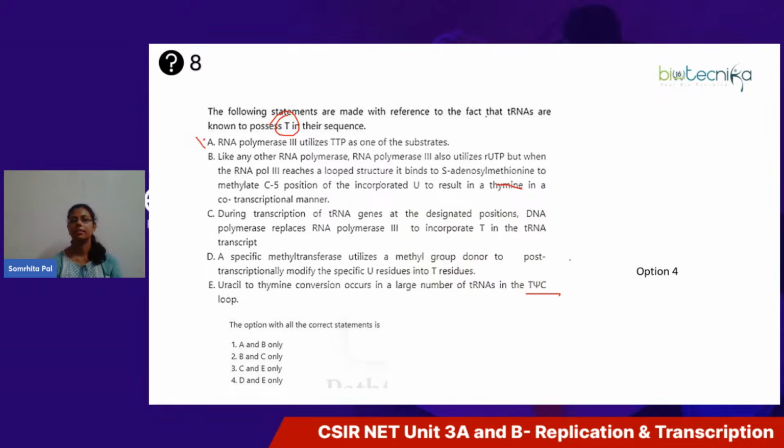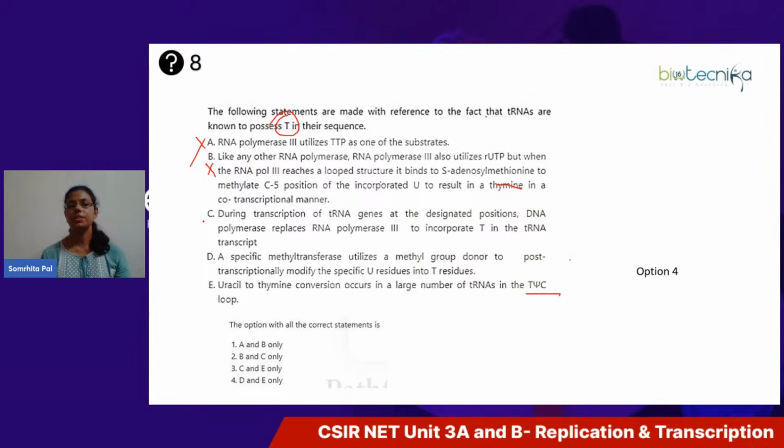This is wrong. It doesn't utilize TTP. No. This is also wrong. It utilizes UTP, but when the RNA pol 3 reaches a loop structure, it binds to this. No, it's wrong. The loop structure happens later on. You don't form the loop structure. The primary transcript is not looped. It loops after the processing happens.